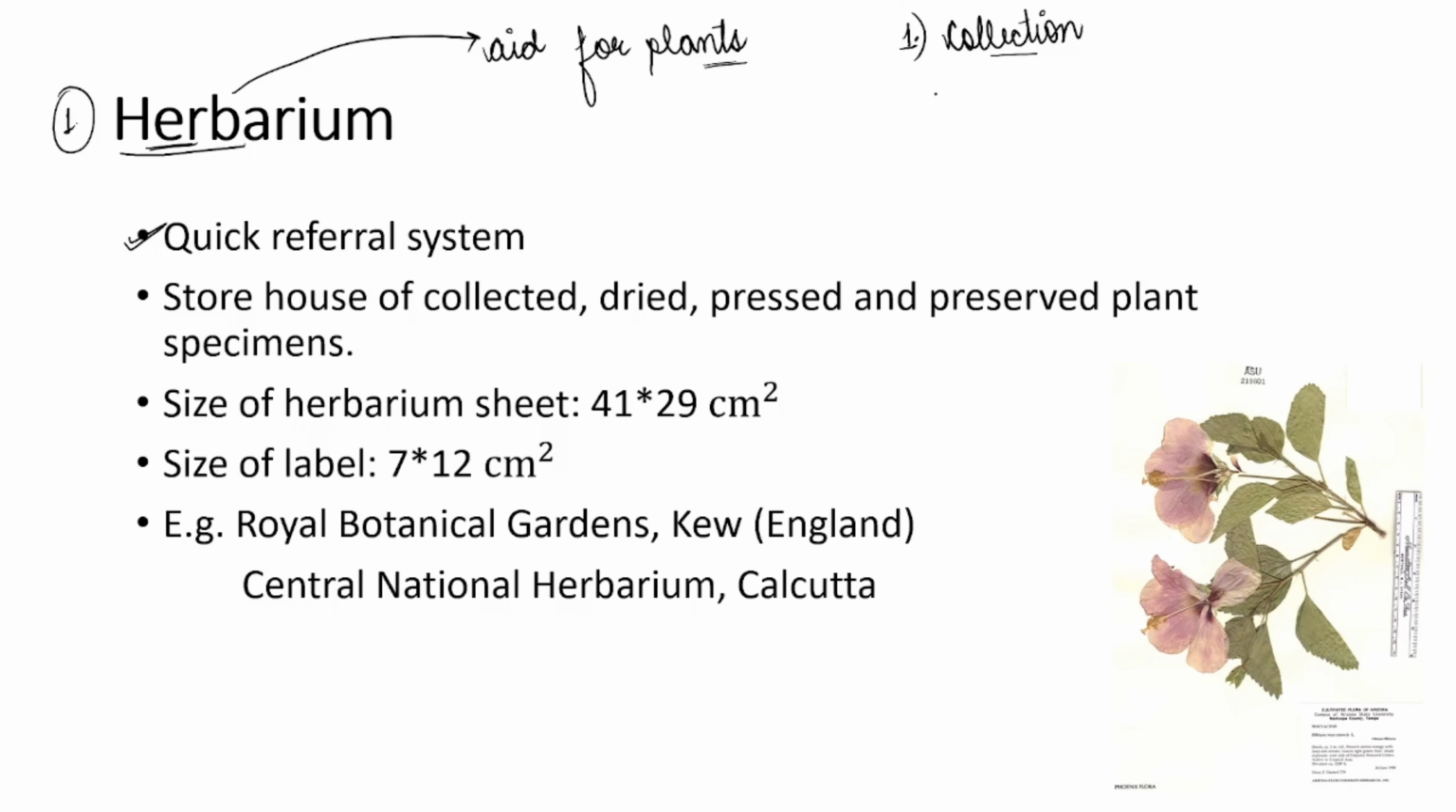The next point that needs to be taken care of while collecting a specimen is that you must collect the parts of the plant that have the most plant parts. Now it is very easy when you have a small plant or a sapling. Like you take up the whole plant and put it on the sheet.